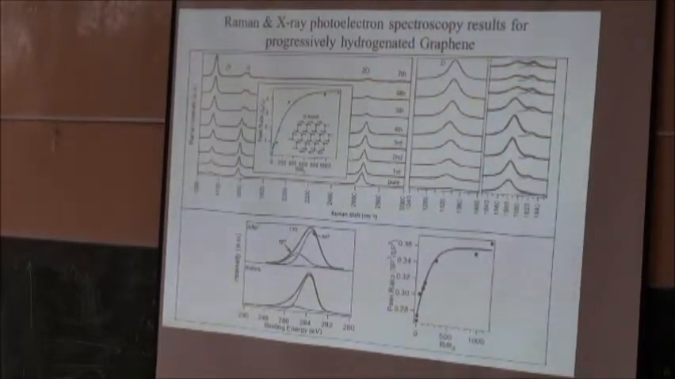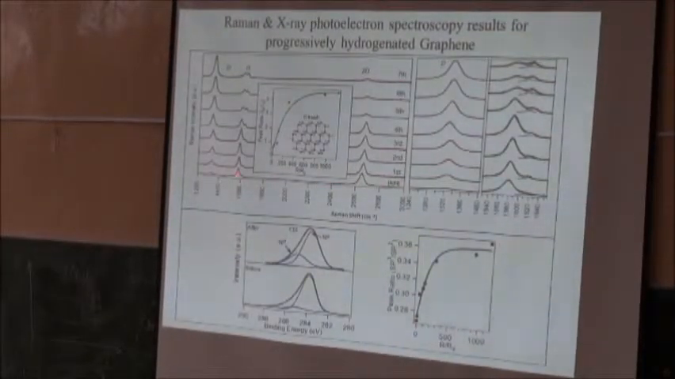So let's look at what happens to the Raman spectrum. This is the sample before hydrogen functionalization. You have what we call the G band. The G band is a vibrational mode, how carbon atoms are vibrating this way.